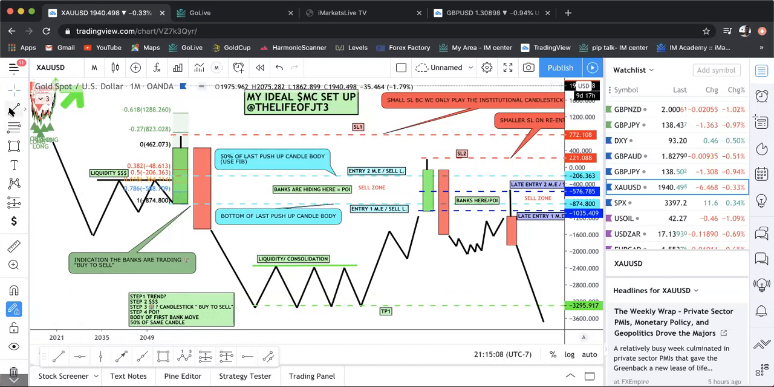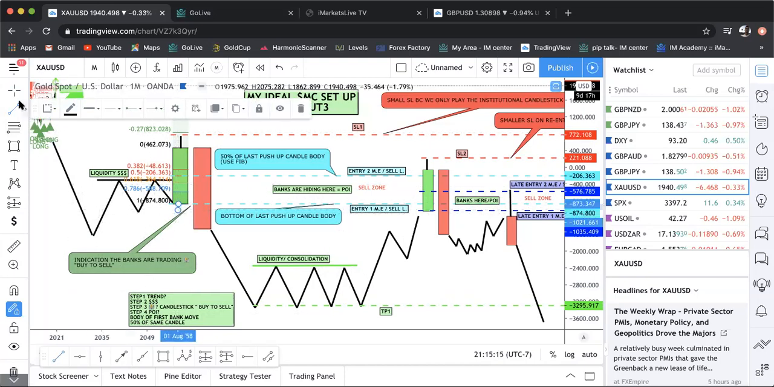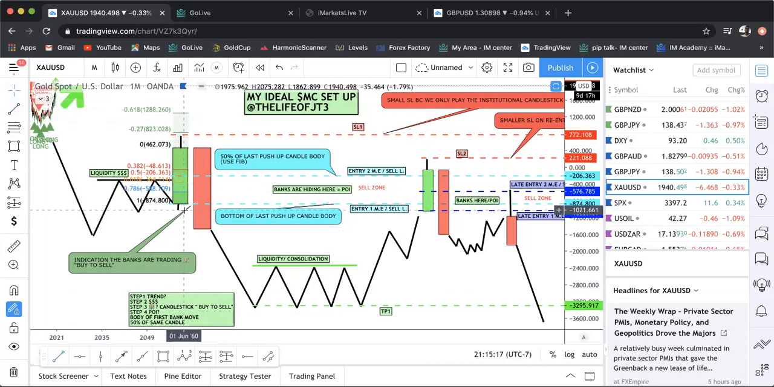If there was a wick, let's say there was a wick right here, it doesn't matter. So let's say there's a little wick. Boom. We have our body right here. We're going to put our first point of entry. Our blue dotted line right here is going to be at the body of the candle. That's where we're going to put our first point of entry.